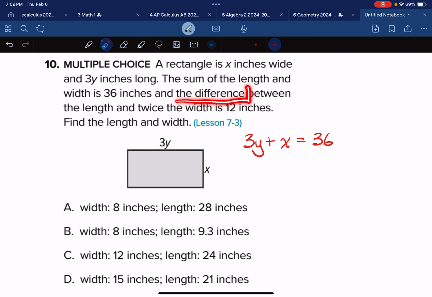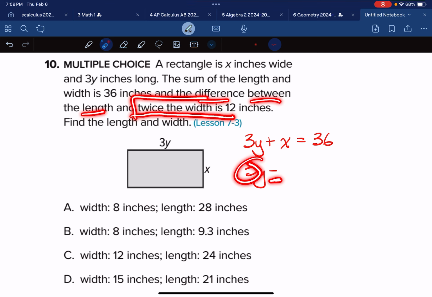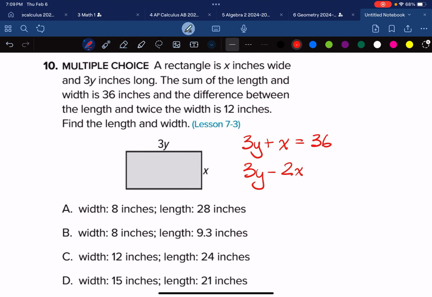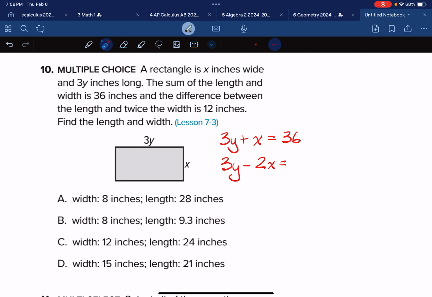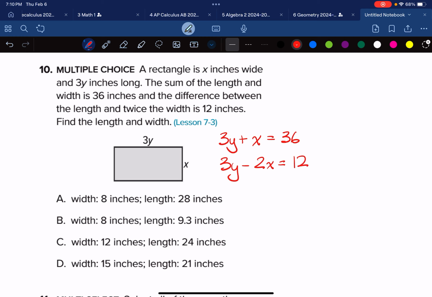The difference. So difference is a word that means subtract. So subtract what? The length. So the length is 3y because it says 3y is the length. Long and length go together because they both start with an L, right? So I'm going to do 3y for the length, 3y minus twice the width. Again, x is the width, so twice the width is. Whenever you see the word is, it always means an equal sign, and the answer here is 12. So I'm going to write down the 12.